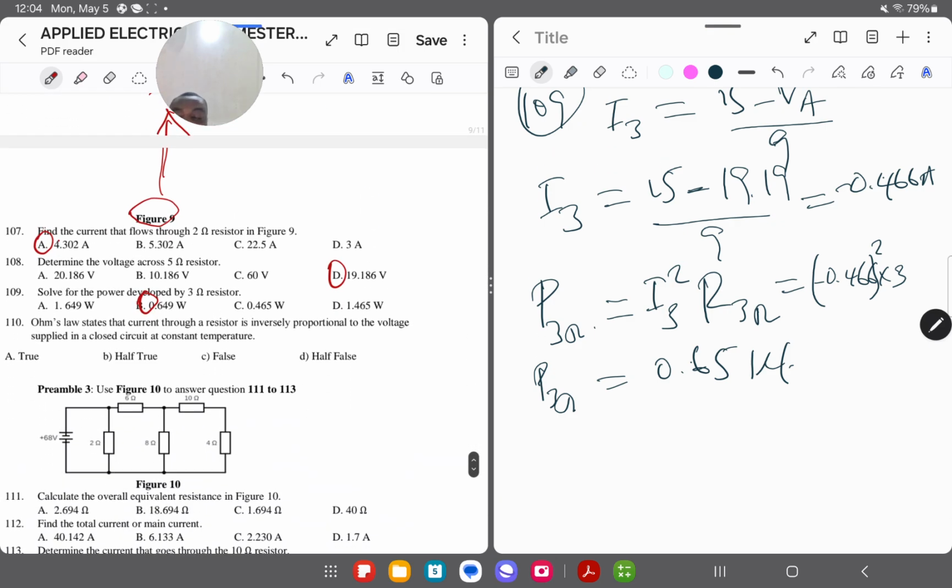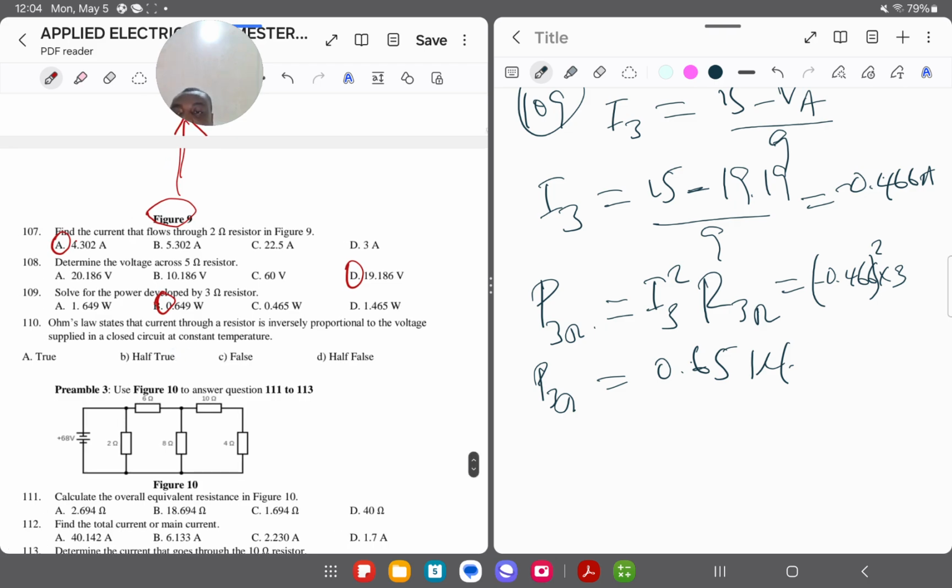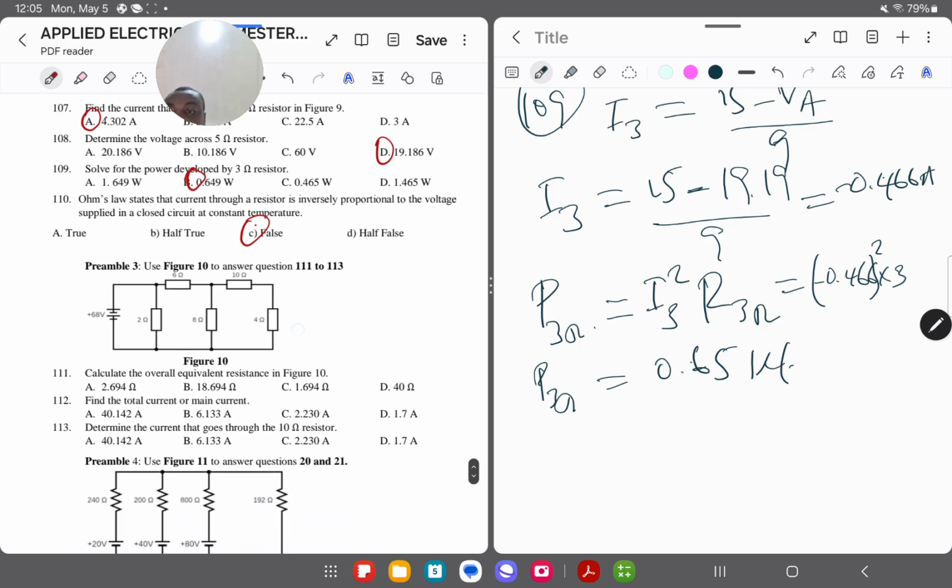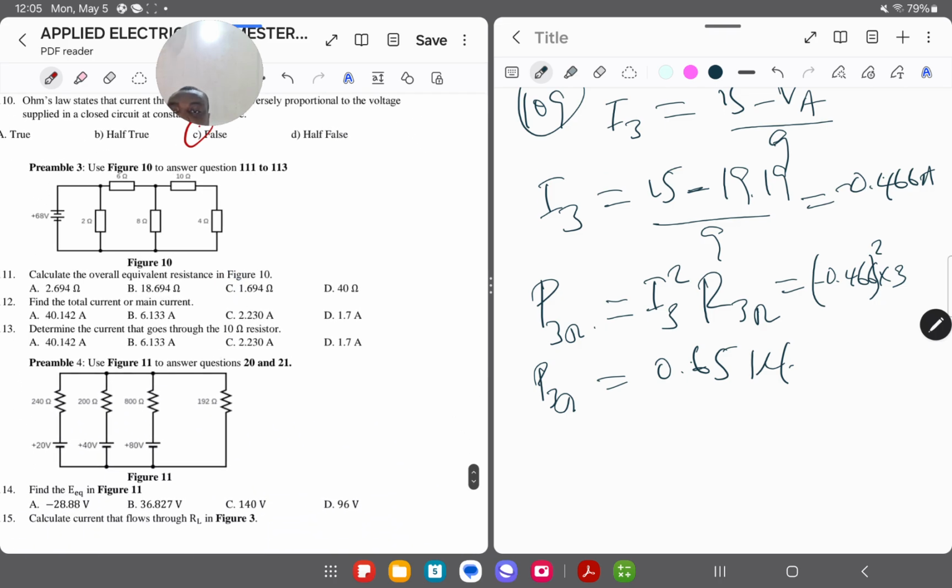Now moving to 110. Ohm's law states that current through a resistor is inversely proportional to the voltage supply in a closed circuit at constant temperature. You can see here it's actually wrong, right? Ohm's law is saying that the current is directly proportional to the voltage supply in a closed circuit at constant temperature. So here it says inversely proportional, so this one becomes false. So the answer here is C. It's false.